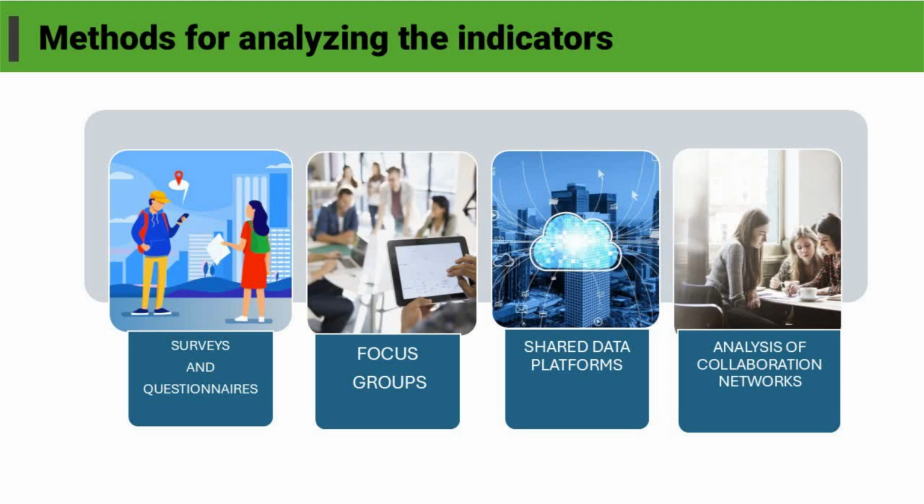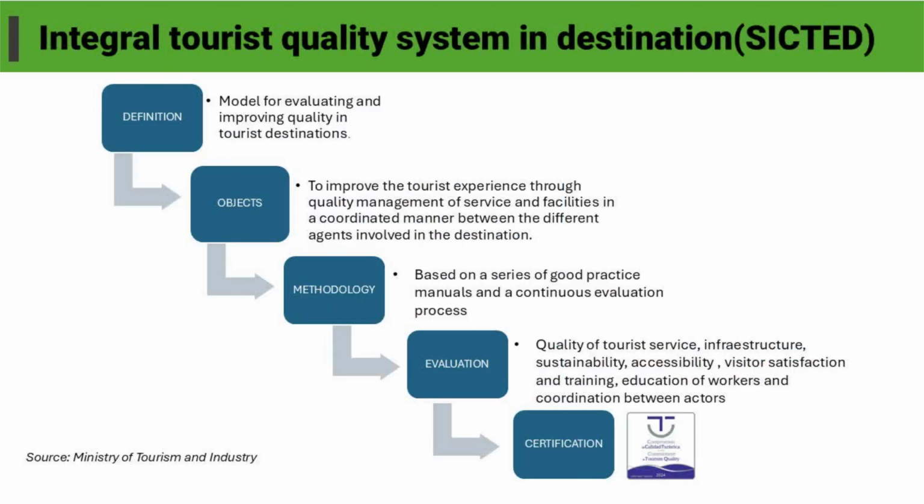the level of cooperation. We define the Comprehensive Tourism Quality System at Destination, CIQTD, as a model for evaluating and improving quality in tourist destinations, which seeks to ensure a satisfactory and homogeneous tourist experience. This system evaluates tourist destinations from a comprehensive quality approach, taking into account the visitor's experience and the sustainability of the destination, and involves both public and private actors in its governance. Through a methodology based on manuals of good practices and a continuous evaluation process that is carried out in annual cycles.